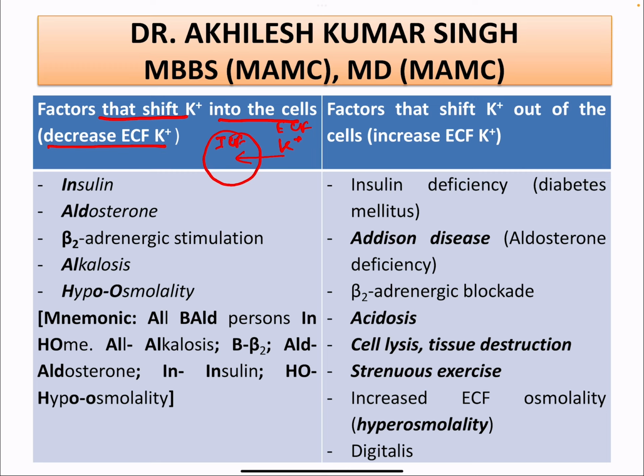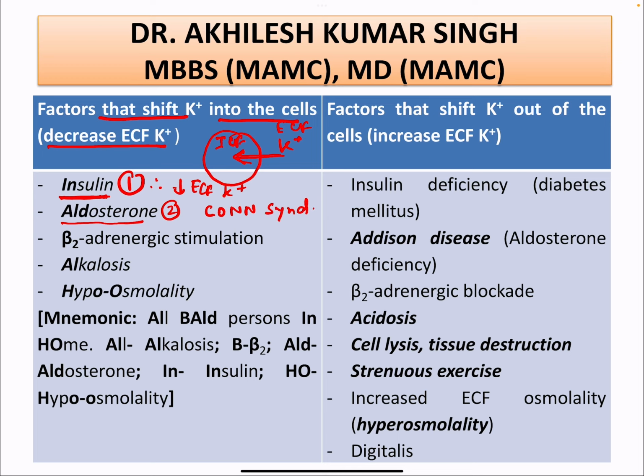So what are these factors? Remember, number one is insulin. This is very frequently asked in the exam. Insulin will lead to movement of potassium into the cell, and therefore it will lead to a decrease in the ECF potassium. So there is a chance that insulin can cause hypokalemia. The other hormone is aldosterone, and the excess of aldosterone is called Conn syndrome.